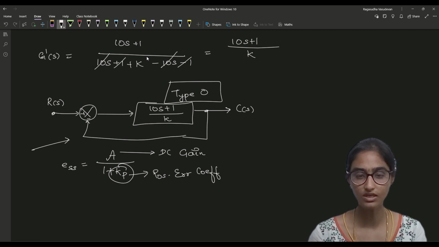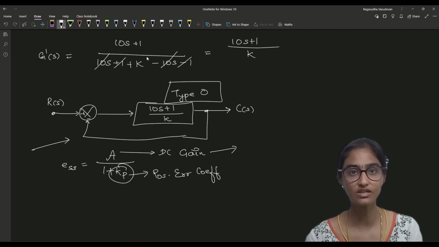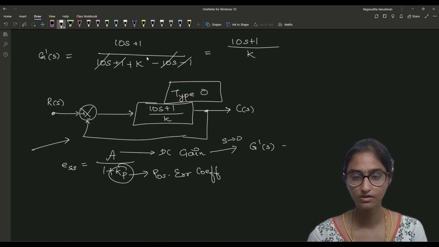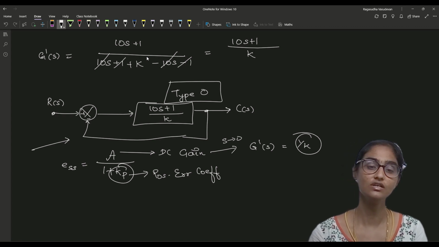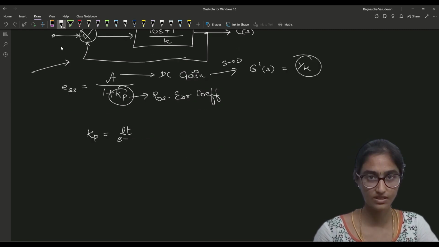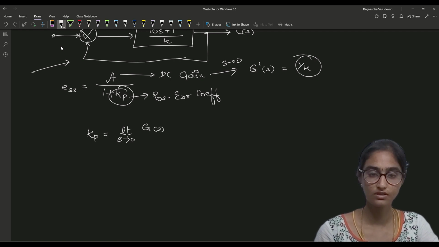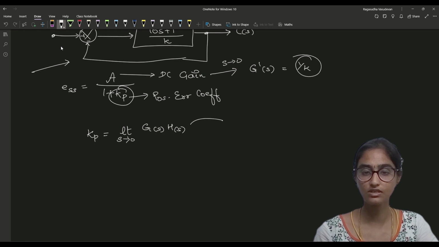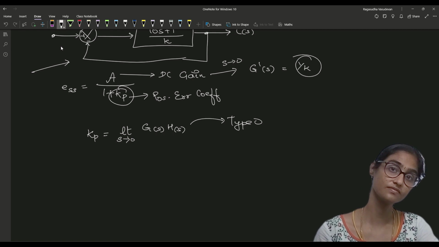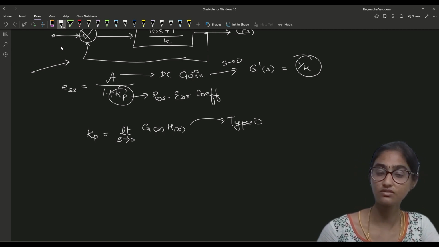This is the positional error coefficient Kp. So what is the DC gain? The gain of the open loop system when s tends to 0. So when s tends to 0, the value of G dash of s is going to be 1 divided by k. So 1 by k is the DC gain. So what is the positional error coefficient in this case? Kp is limit s tends to 0 of G of s multiplied by H of s, since this is a type 0 system. So what is a type 0 system? Check out this video.